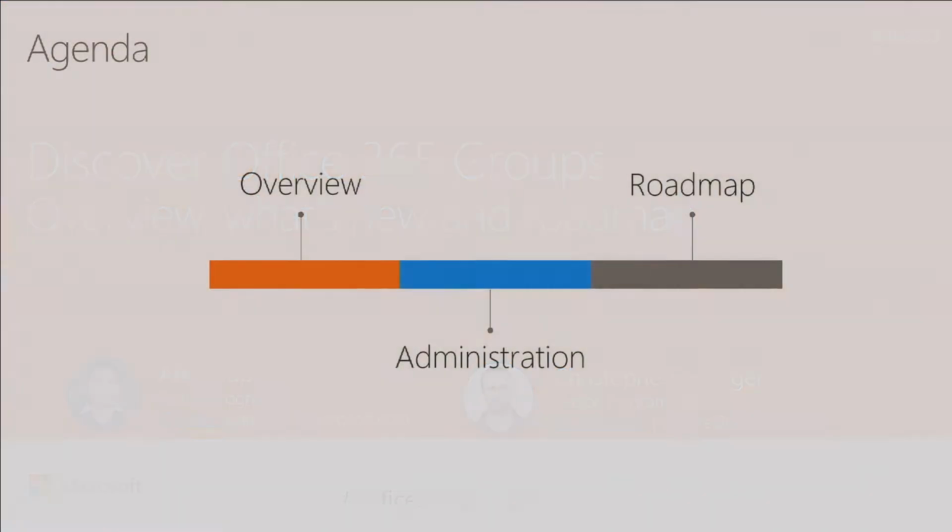So the agenda that we've got for the next 75 minutes is really three parts. The first thing we're going to do is give you an overview. We've been at the booth yesterday and before. A lot of people still don't know, how is this going to help me with collaboration? How is this going to help my research and development department? How is that going to help my sales team be more agile, et cetera? So we'll be doing lots of demos and really hopefully making this real based on the millions of customers that are using Groups day in, day out.